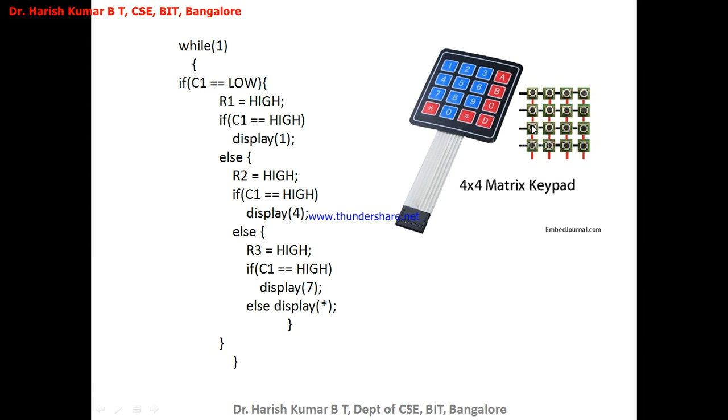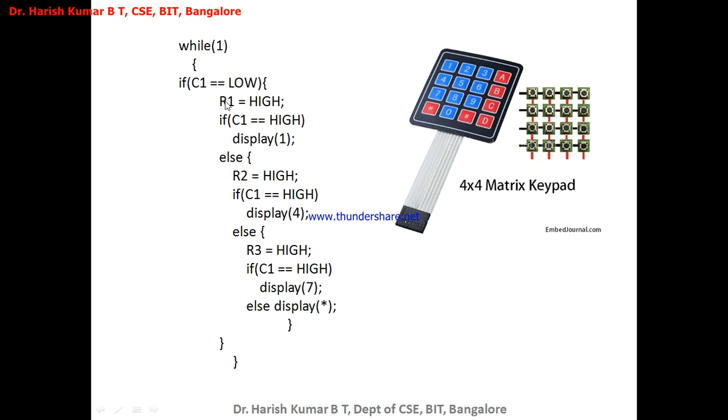If I press something here, and rows are connected to logic zeros, if I press this button, this column will go 0. This is 0, 1, 1, 1. Now C1 is equal to 0, low. That is what I'm checking. The condition is true. Next, if this is true, it is understood that I have pressed some switch in column 1. Now I have to find out in which row I have pressed it.